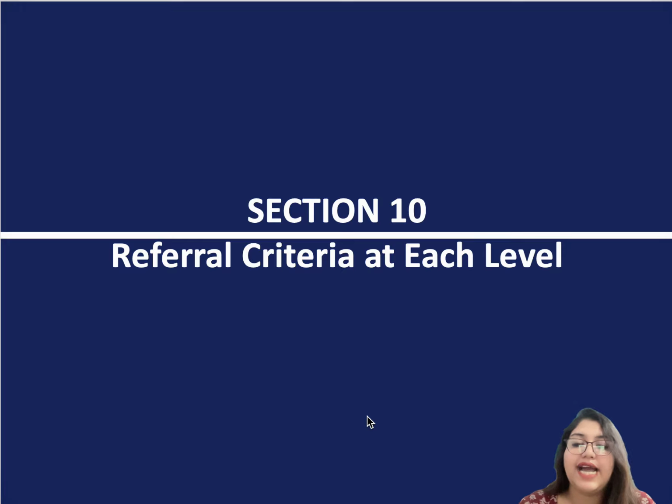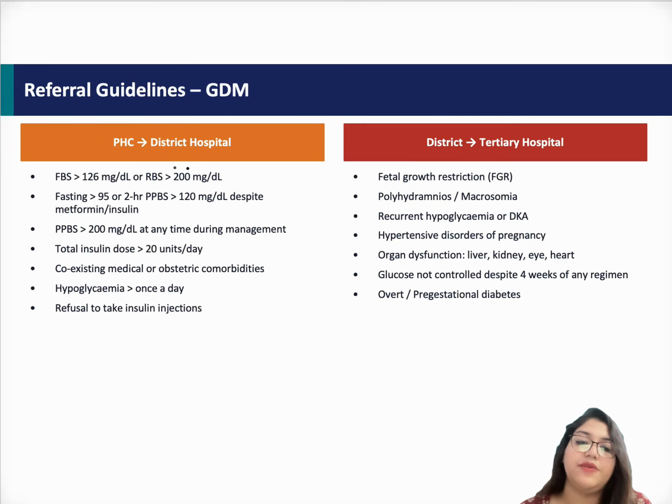So referral criteria at each level. If she is at a PHC and you have to refer to district hospital, it should be when FBS is more than 126 milligram per deciliter or RBS is more than 200. Fasting is more than 95 or 2 hour PPBS is more than 120 despite metformin or insulin.